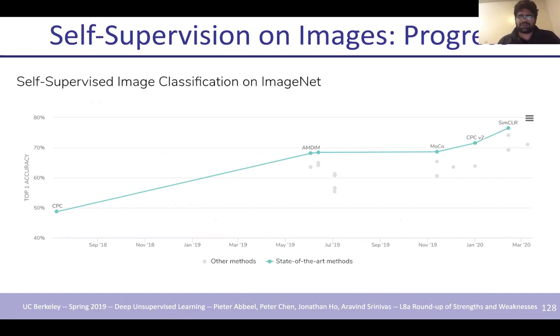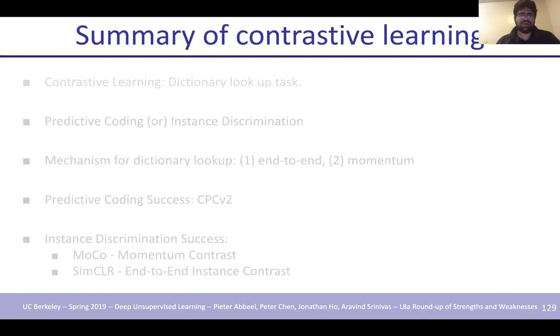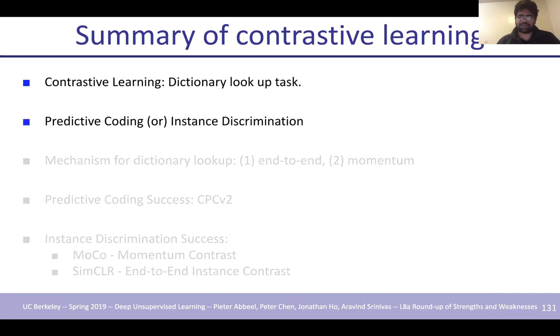So this rapid advance has been made in multiple labs because of this mode of learning called contrastive learning. And the contrastive learning task can be simply summarized as a dictionary lookup task. And there are two ways to do this pretext contrastive learning: you either build it as a predictive coding task or you build it as an instance discrimination task.